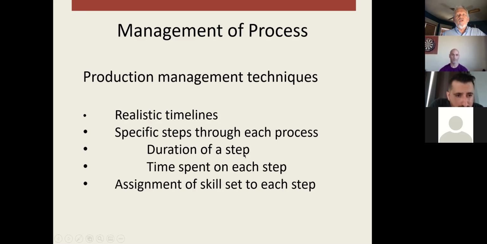Understand that you have to have a duration of a step as well as the time spent on each step. How long does it take, but not how much time did you spend? But you need to know how much time if you're going to keep track of costs as well, because if people are doing something incrementally, they can do one project, another project, and go back to that project. Assignment of a skill to each one of those steps. In other words, you're going to give a designer design work and a writer writing work.